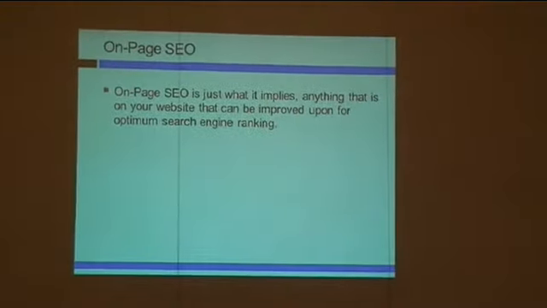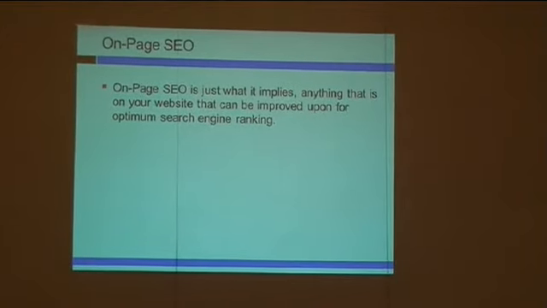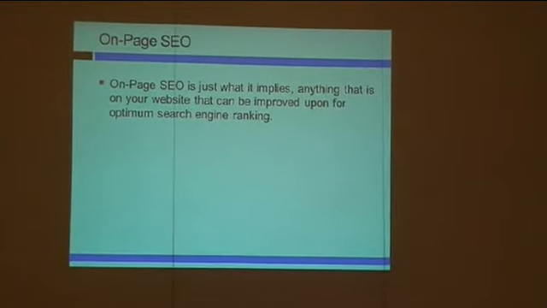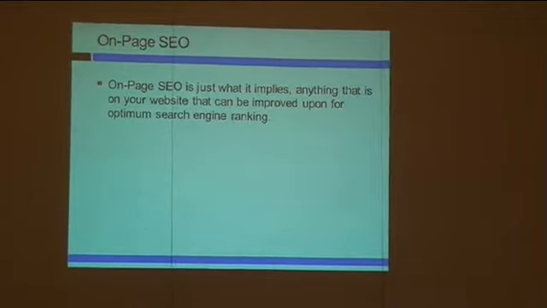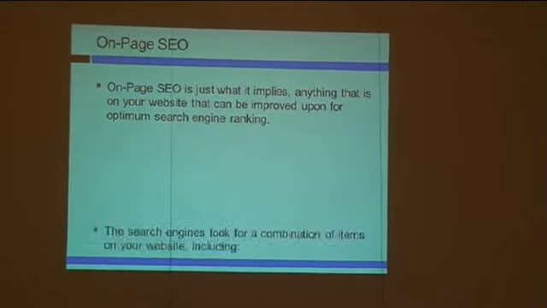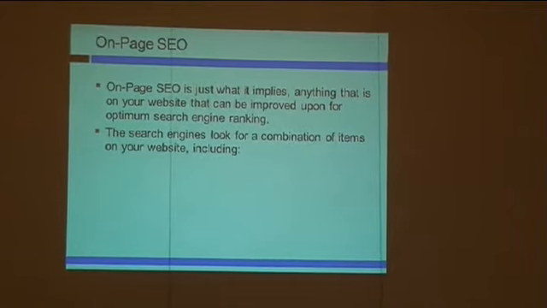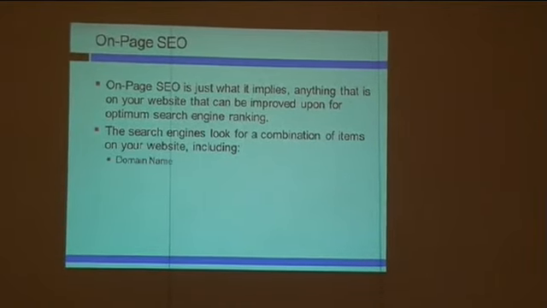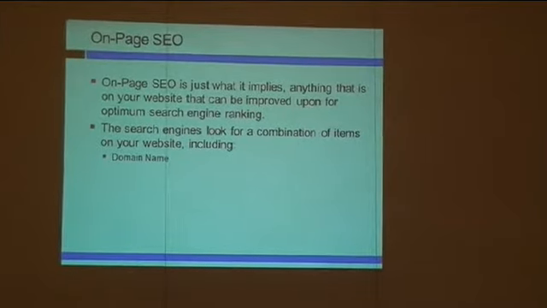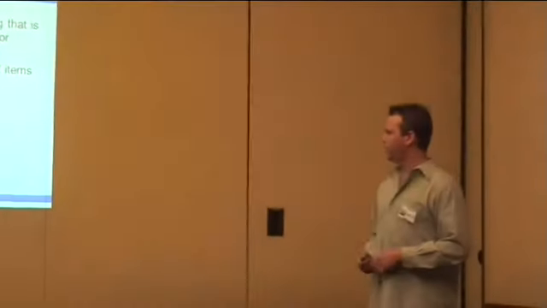So on-page SEO is just what it implies: anything that is on your website that can be improved upon for optimum search engine ranking. So the search engines combine a number of items on your website, including, and this is going back to the list that I showed you a little bit ago, which I'll get into.